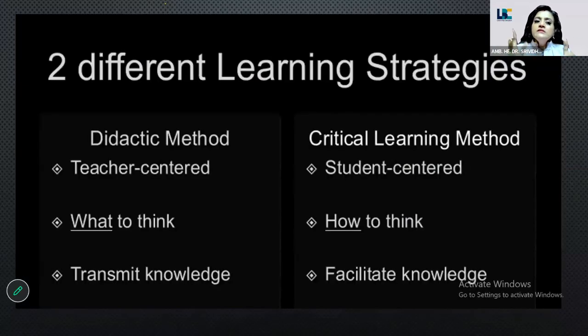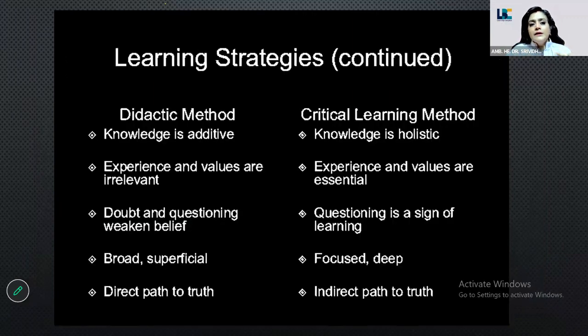So, when this happens, there are two different learning strategies adopted in the classroom. Didactic method, the normal original method, teacher-centered: what to think, transmit knowledge, chalk talk method. Whereas the critical thinking method is more student-centered: how to think and facilitate learning. In the didactic method, knowledge is additive, and experience and values are more or less irrelevant, because we'll be relating to something which is given in the book, because we're delivering the book, right? Here we are teaching the book. Here we're teaching the students.